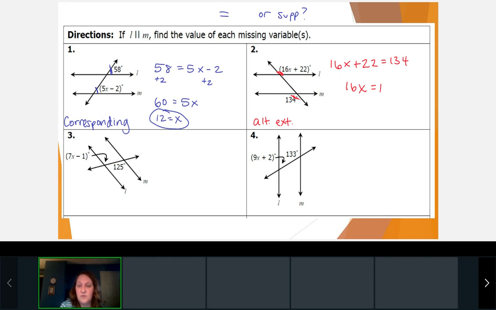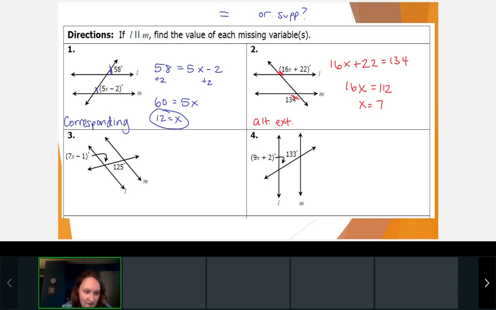So now we can solve. Subtract 22 from both sides. Divide by 16. Faith, I'm going to trust you. 7? She's right. Good job, Bryce. Very good. Yay, good job, Axel. All right, now let's do number 3. What's the angle relationship in number 3? What do you think? Corresponding, alternate interior, alternate exterior, or consecutive interior?